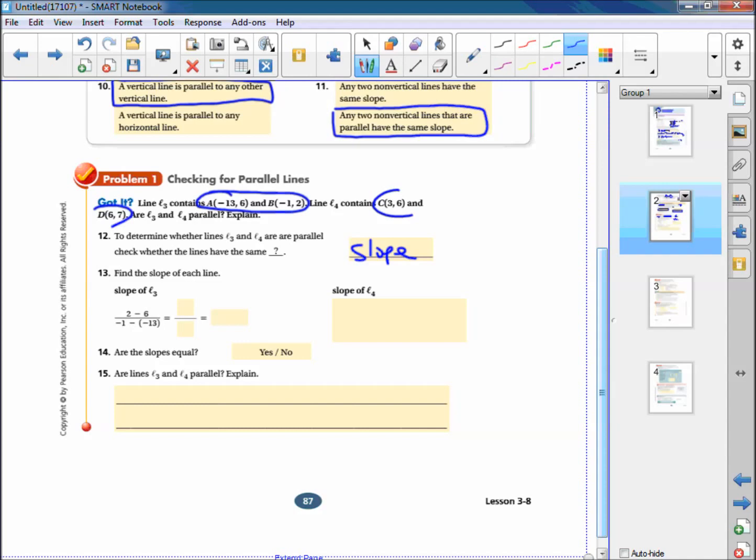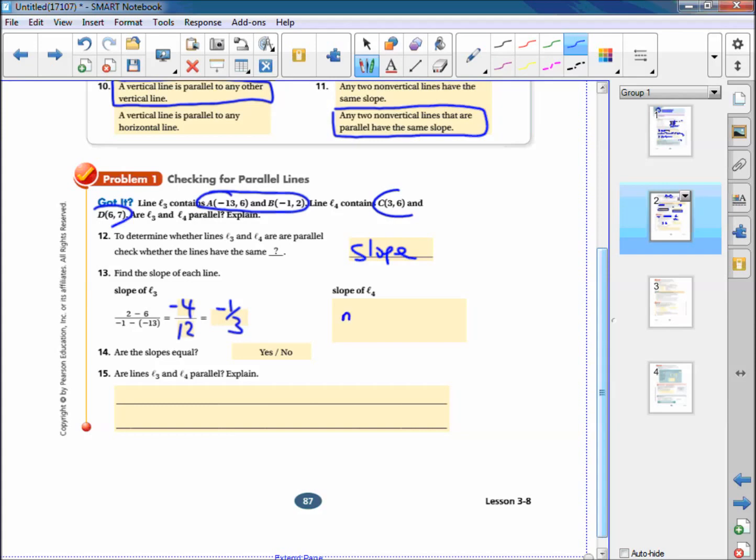So the slope of L3 would be 2 minus 6 over negative 1 minus negative 13. 2 minus 6 is negative 4, and negative 1 minus negative 13 is positive 12, and negative 4/12 reduces to negative 1/3. Okay. Now we want to find the slopes of C and D.